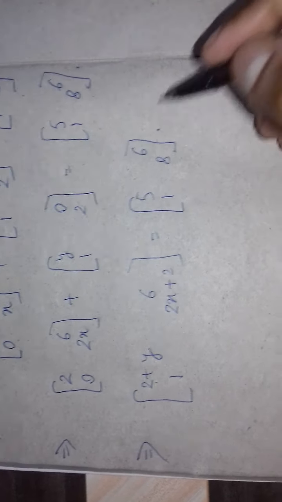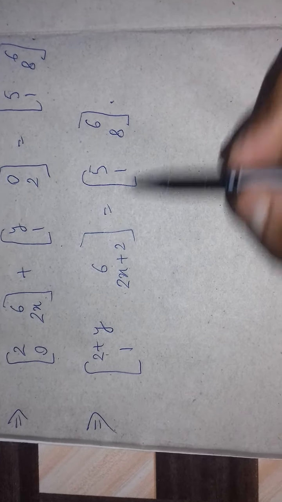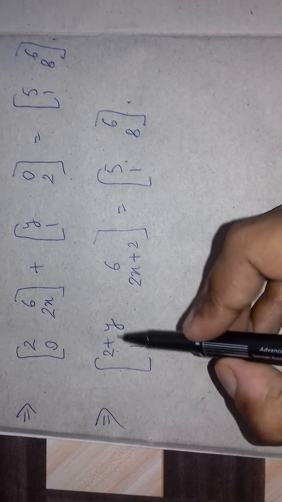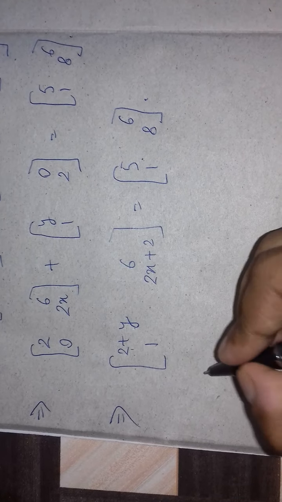Now we have to find our x and y values. So from equality of matrices we will equate these two matrices. So 2 plus y is equal to 5.